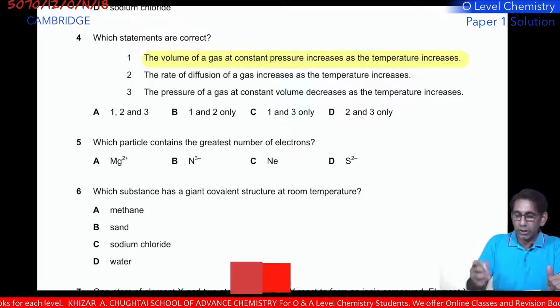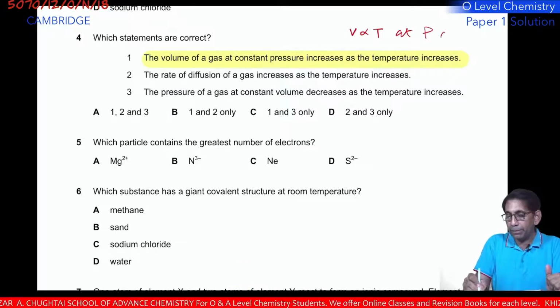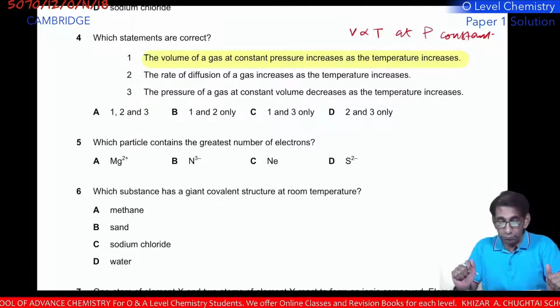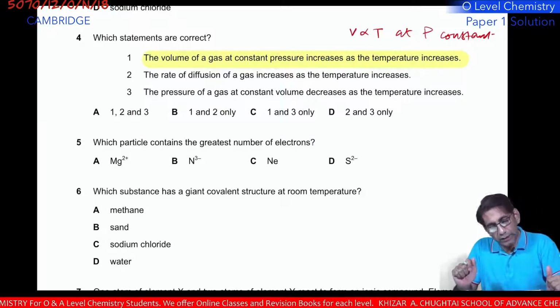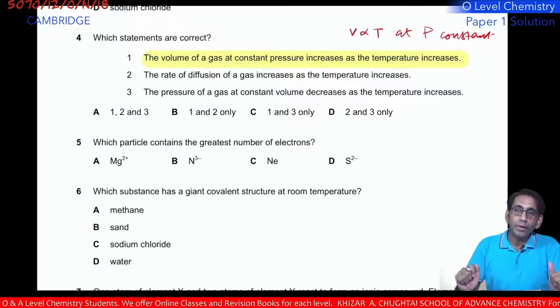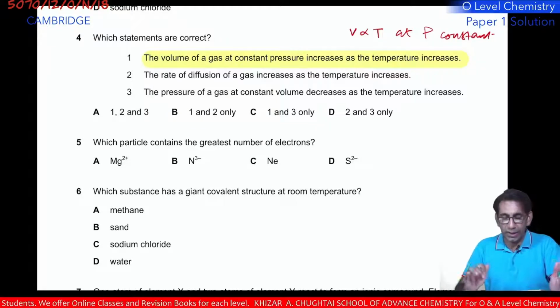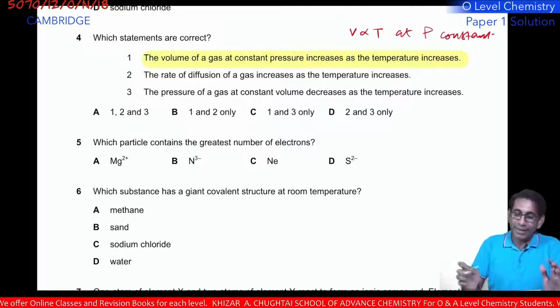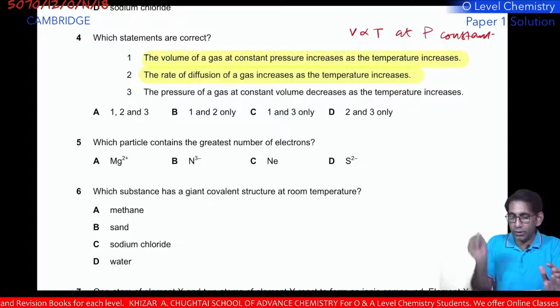You can say it's Charles' law. Volume is directly proportional to T at P constant. The next one, the rate of diffusion of a gas increases as the temperature increases. Yes, it is true. Rate of diffusion, or speed of diffusion, is directly proportional to the temperature. Yes, this is also a true one.